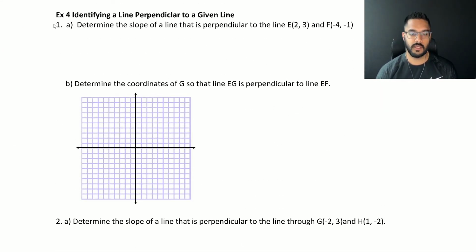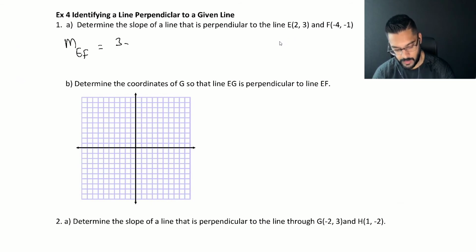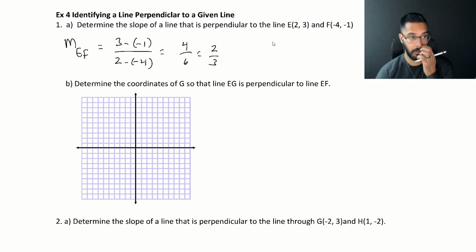So I'm going to do just number 1 here, because 2 is very similar, and I can let people try that one. So determine the slope of a line perpendicular to the line EF. Basically I have to find a perpendicular slope to this line, so I need to find the slope of this line first. So the slope of E to F is going to be 3 minus negative 1 over 2 minus negative 4. So 4 over 6, that means 2 over 3. Okay, so there's the slope of the original line.